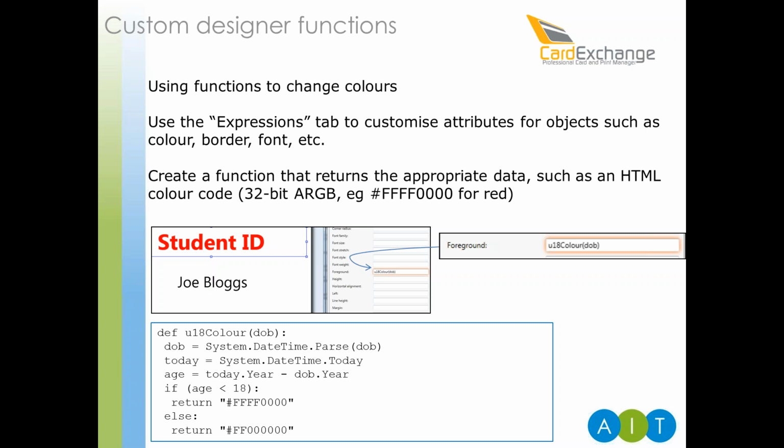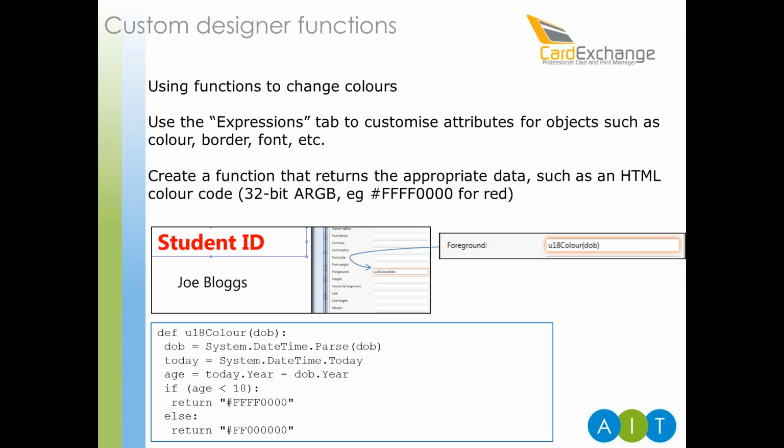So I'll highlight the text in red just down here. So we have these FFs for the red value. And it will return it as black if the user is over 18. So this is just an HTML color code like you would use for changing the colors on a web page or anything like that. But it is a 32-bit value, which is important to note because it has a transparency value at the front. So if you just want a solid color, you just put FF, and then you would just specify the values for red, green, and blue like that.